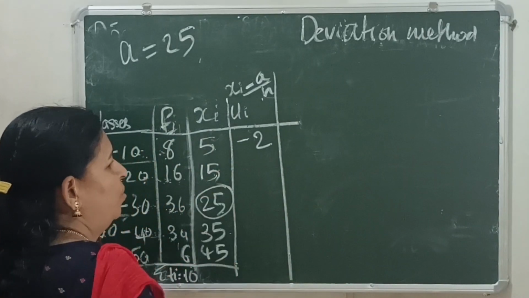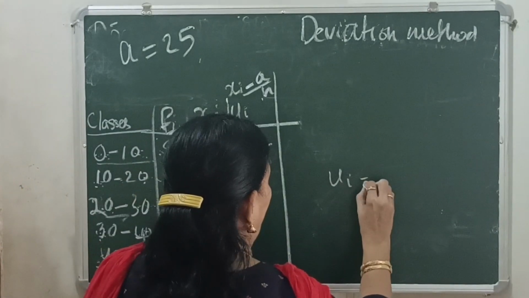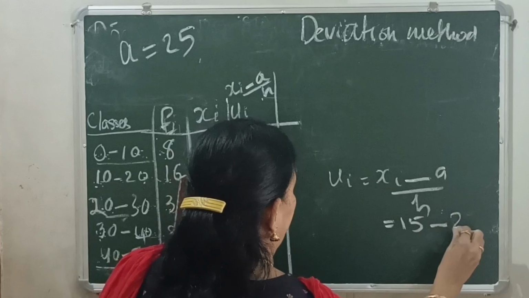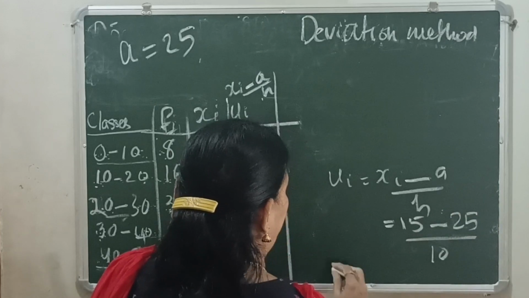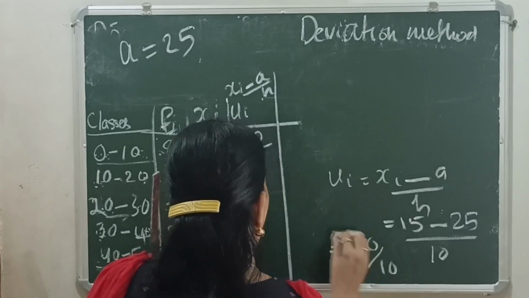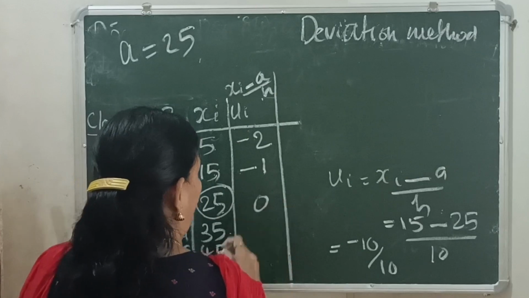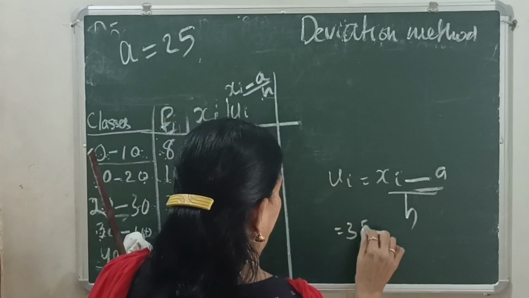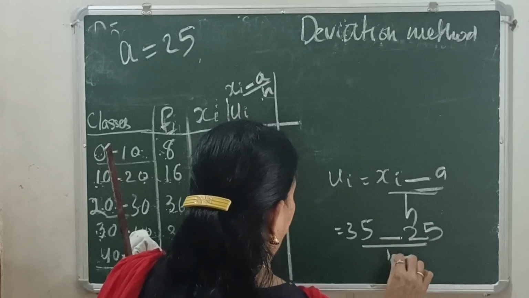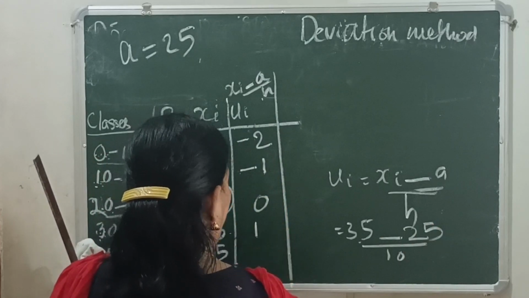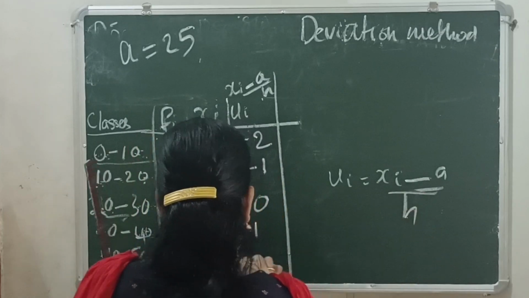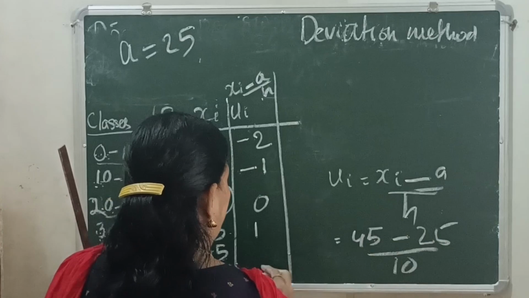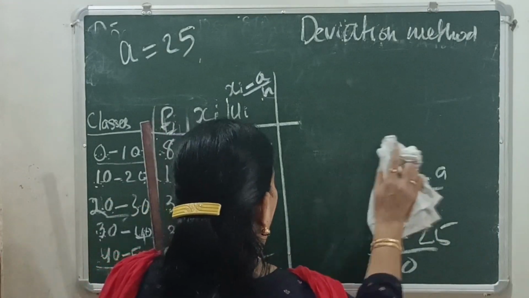Then for finding the next ui value, ui equal to xi minus A by h. That is equal to xi is 15 minus assumed mean 25 by h, that is minus 10 by 10, it is minus 1. And here 0. Next xi value: xi minus A by h, xi is 35 minus assumed mean divided by class width, 10 by 10, 1. Next, xi value 45 minus assumed mean by class width, that is 20 by 10, 2.